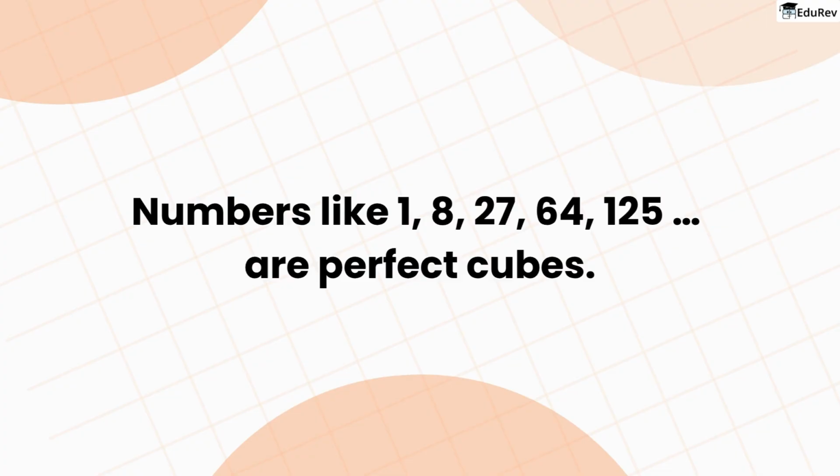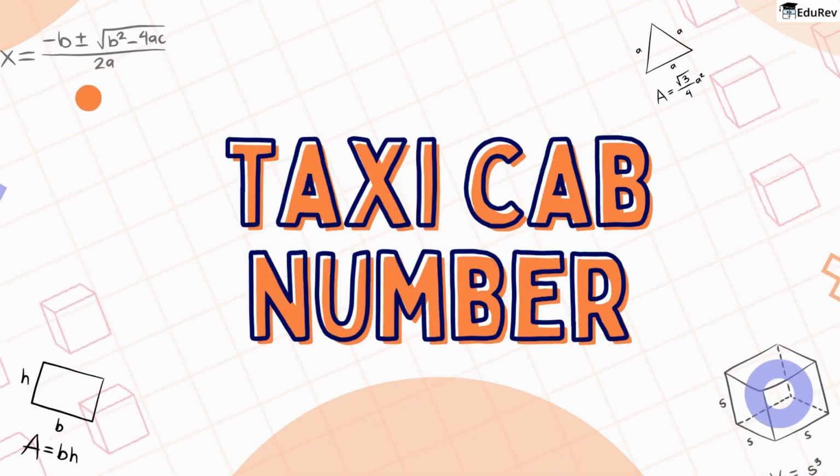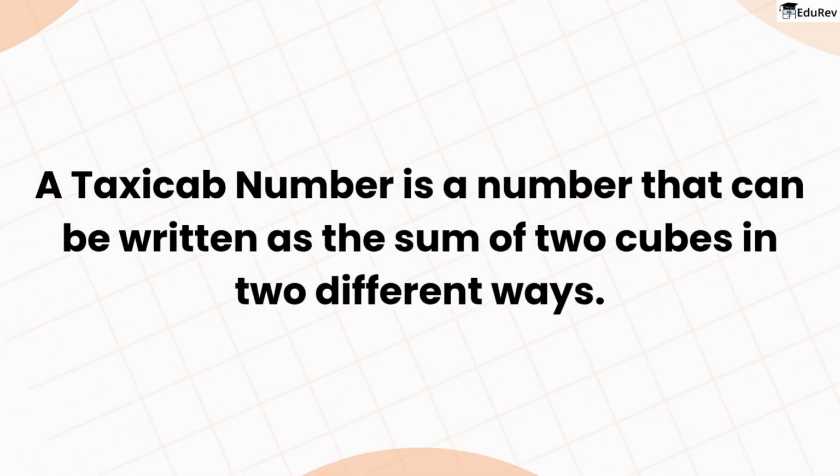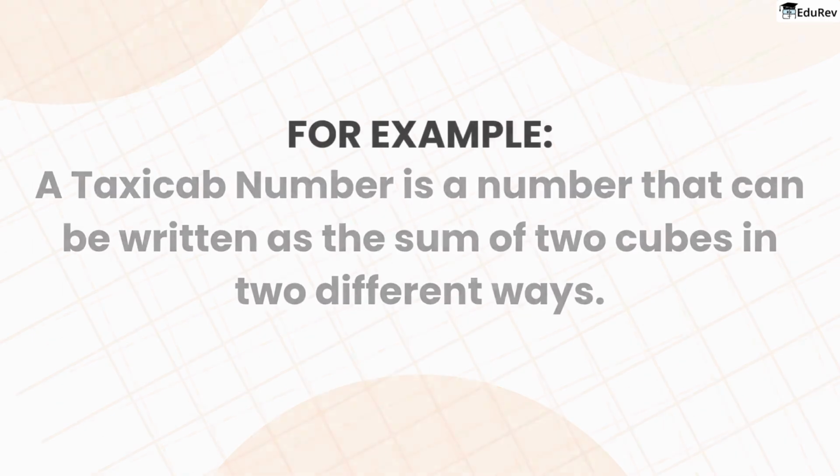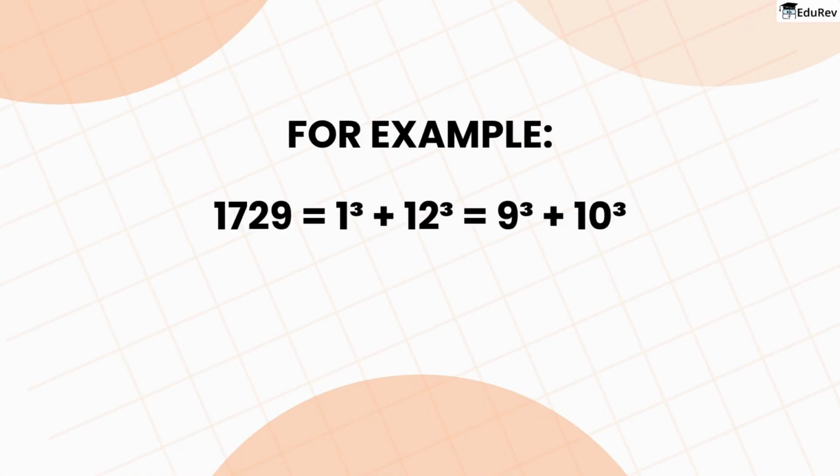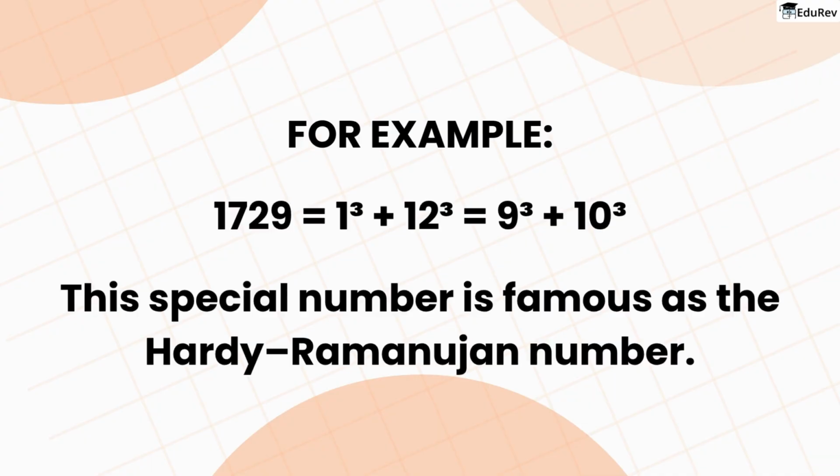And now, let's look at a very famous number connected with cubes, the taxicab number. A taxicab number is a number that can be written as the sum of two cubes in two different ways. For example, 1729 equals 1 cubed plus 12 cubed, and also equals 9 cubed plus 10 cubed. This special number is famous as the Hardy-Ramanujan number.